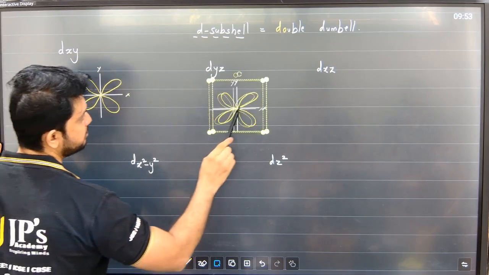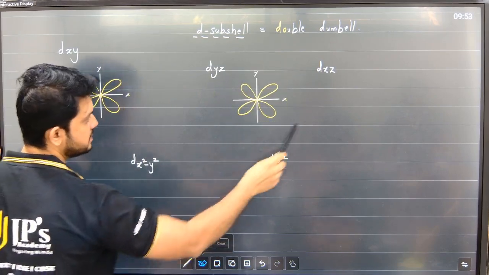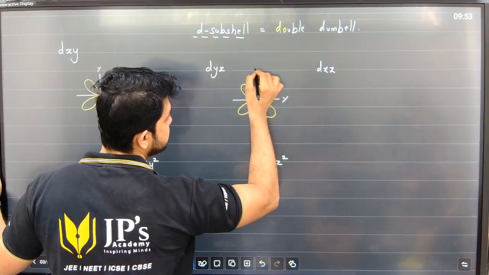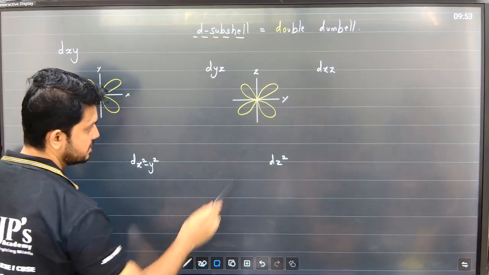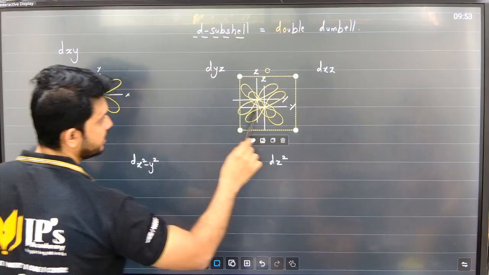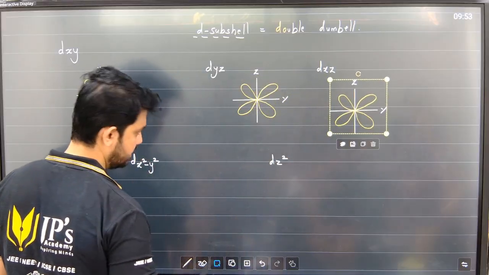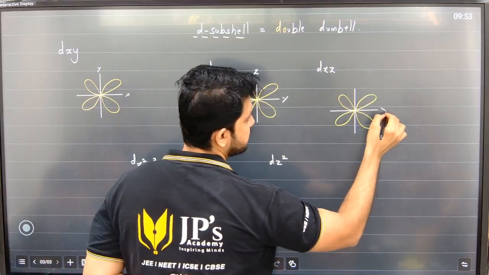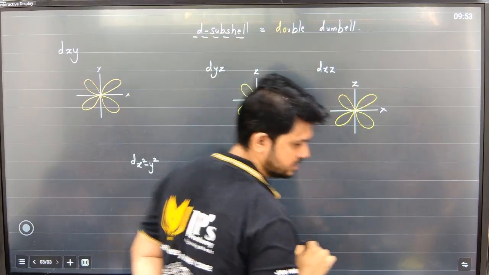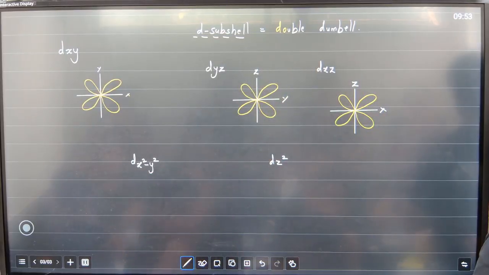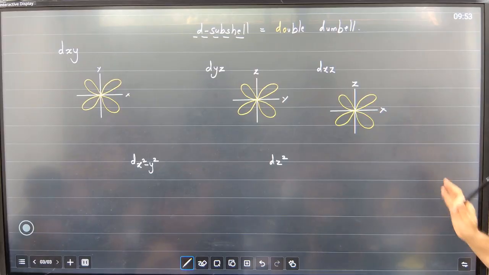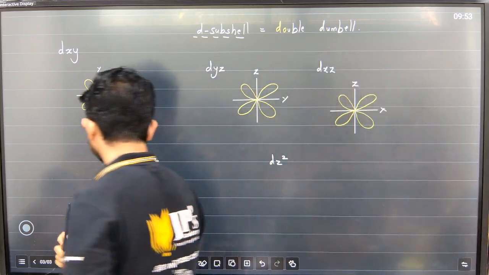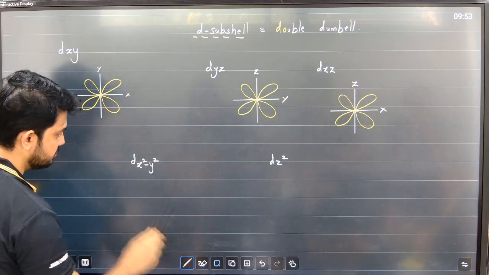The same shape is for yz. Only difference is axis change. Here the axes are y-axis and z-axis. This is called xz, so this is x-axis and z-axis. The axis is changed. I'll also try to show you better shapes online. Next, dx square minus y square.